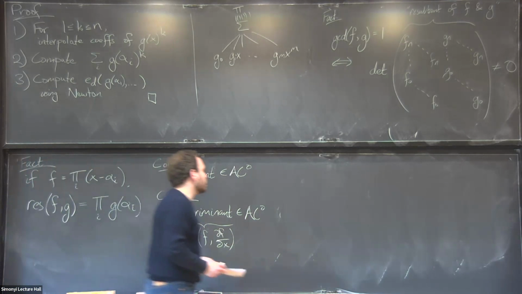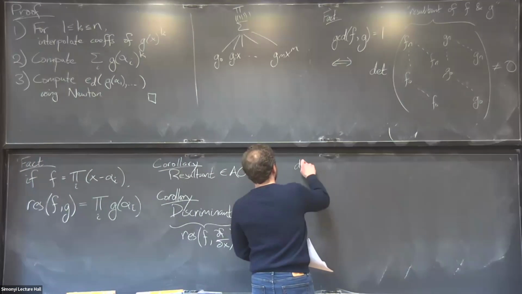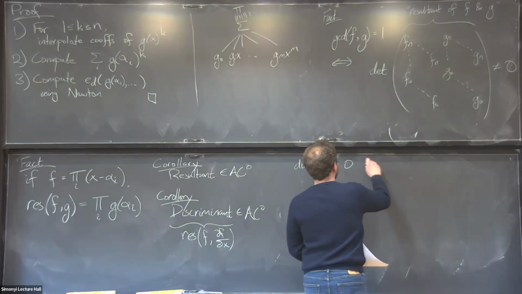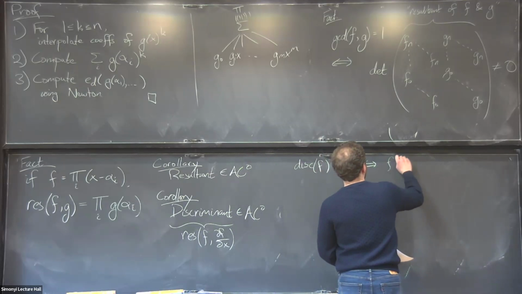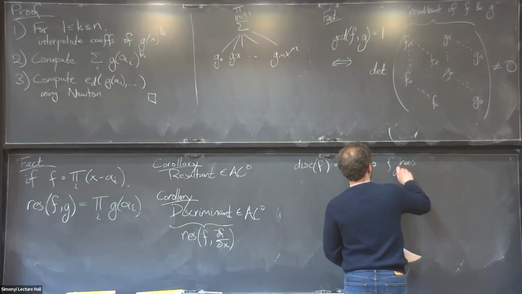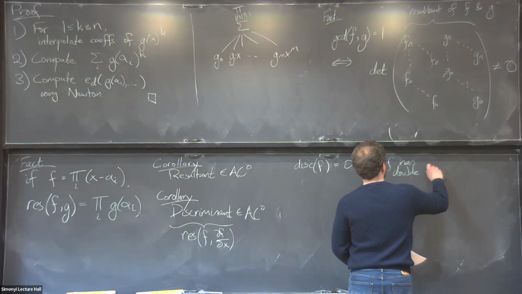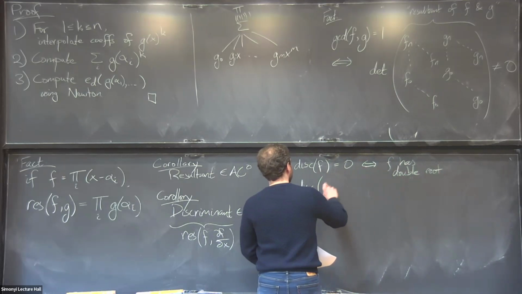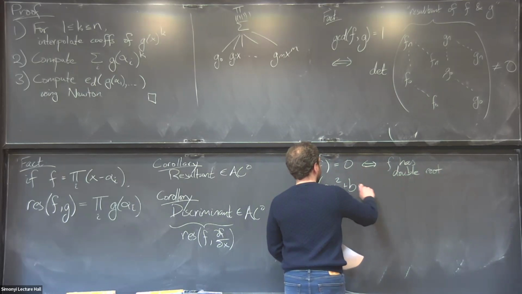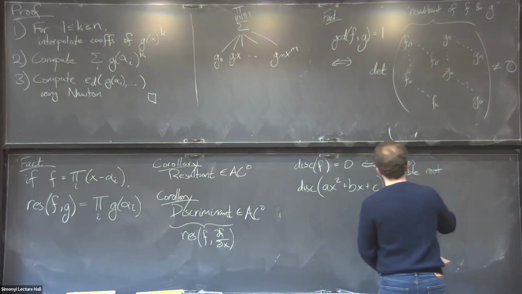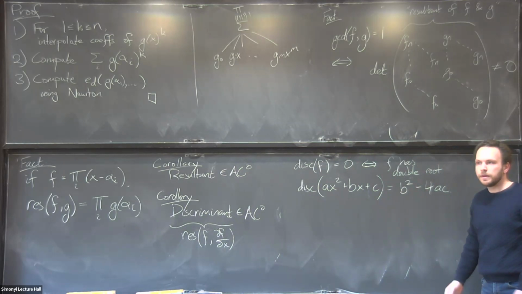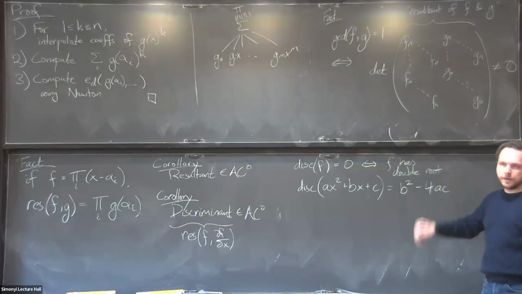And why is this discriminant interesting? Well, the discriminant is 0 exactly when f has a double root. And in fact, you've seen one of these before. If you look at the discriminant of a quadratic polynomial, then you'll recognize this. It's exactly b squared minus 4ac, right? This tells you if a quadratic has a double root, and there's some generalization to higher degree.